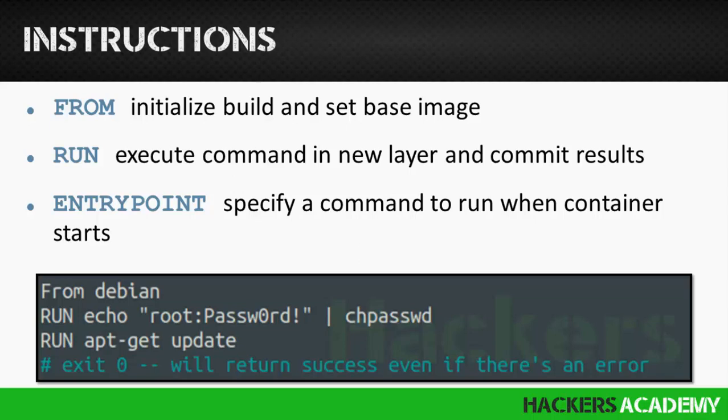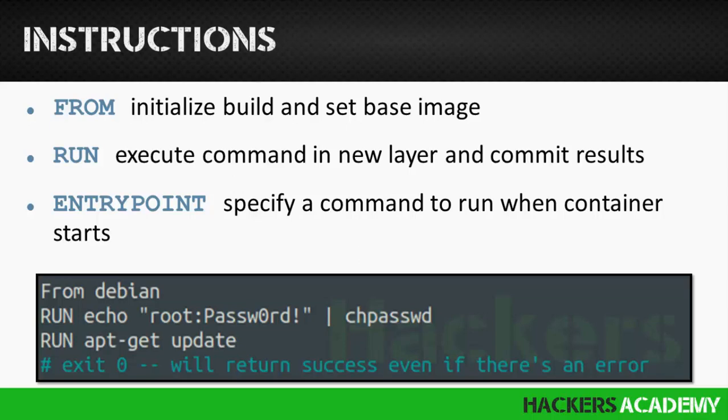And what RUN does simply is that it executes a command in a new layer and it commits the results. In other words, in this example, we're creating an image from Debian. The first command we're running is to change the root password. So we change the root password, and then we will commit these changes to our image, and then we'll carry on with the next command. We'll run the apt-get update. Once that's done, we'll commit the changes to the image.